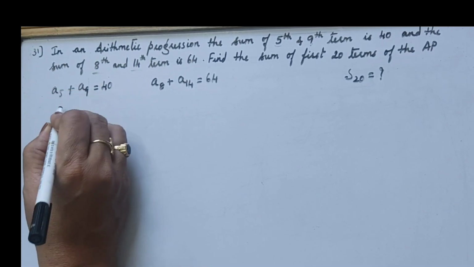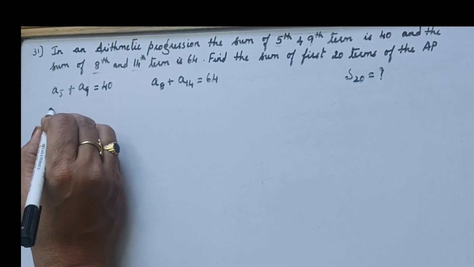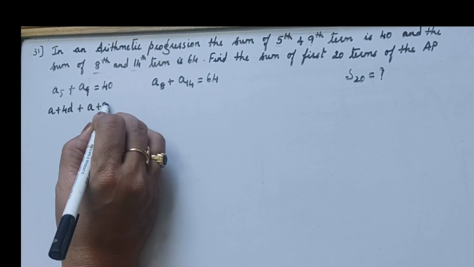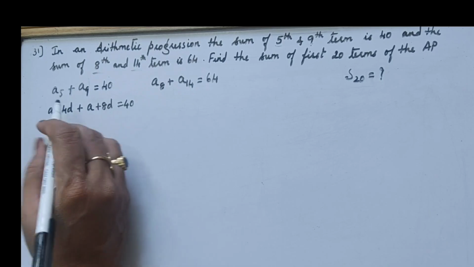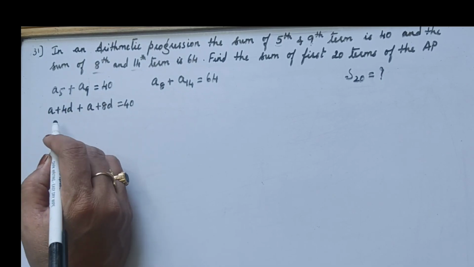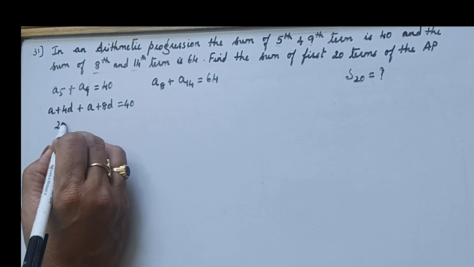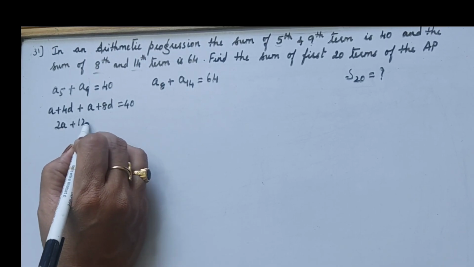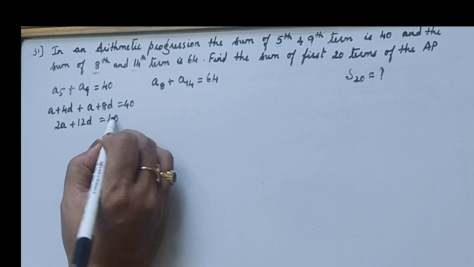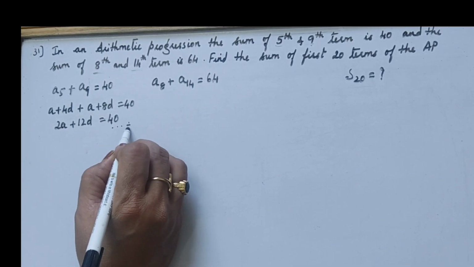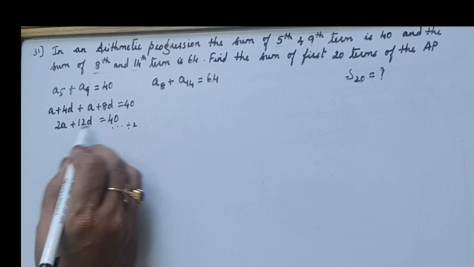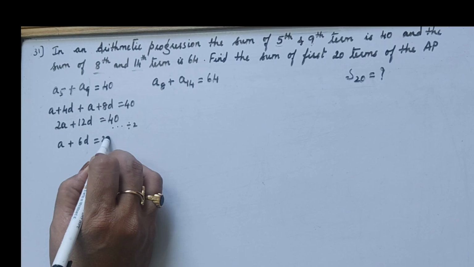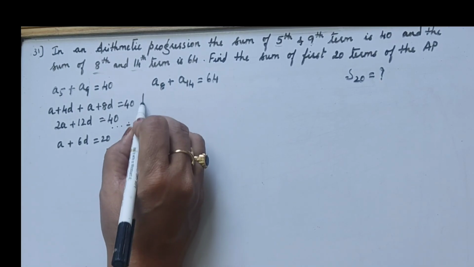Understood? Now this will be A5 can be written as A + 4D plus A9 can be written as A + 8D equals 40. That means we need to reduce 1 from this term. So A plus A will be 2A plus, when we add these two D's, 4D and 8D, we get 12D equals 40. So now as this gets divisible by 2, if you do, I'm going to get A + 6D = 20. This is equation 1.